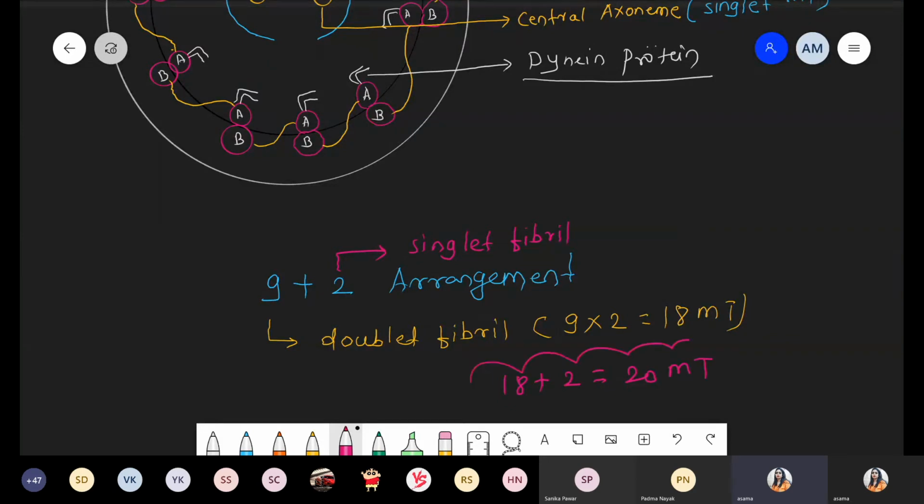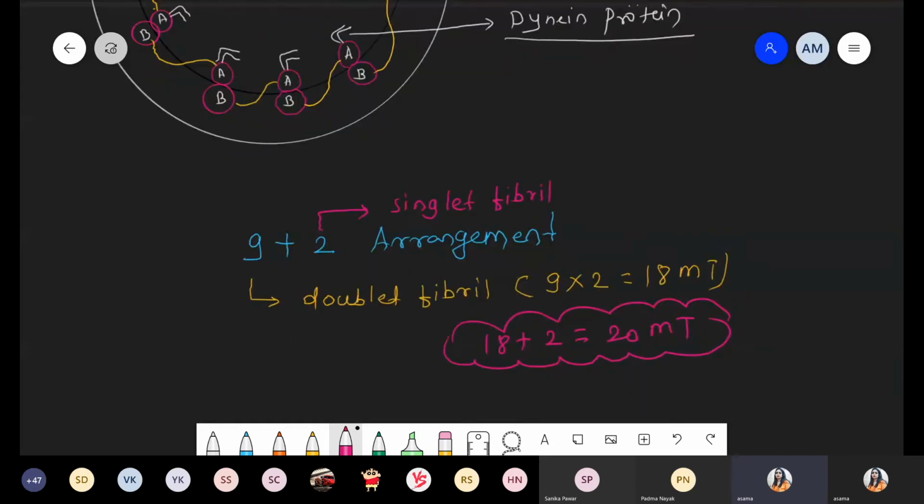So please remember this point when we compare centriole. Centriole has 27 microtubules, 27. But cilia and flagella consist of only 20 microtubules. हम ये आगे देखेंगे, the difference between cilia, flagella and the centriole. At that time we will discuss that part.